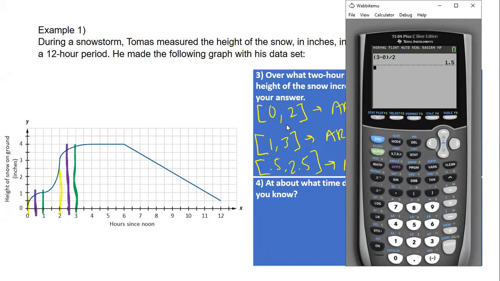So this is our interval of increase. We have 3 intervals of 2-hour increase, correct? So I looked at my intervals of increase from 0 to 2. I found the y value at 2. What was the y value at 2? 3. Found the y value at 0, 0, and subtracted and divided for average rate of change.